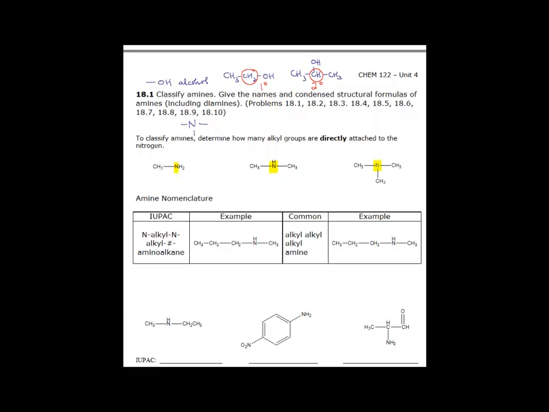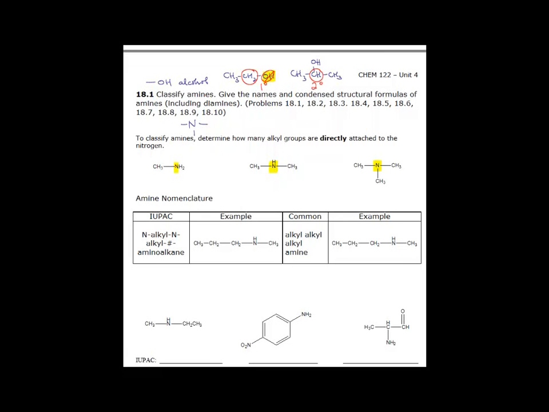It's a little different than how we classified alcohols. With alcohols, we did not look at what the OH was bonded to. Instead, we looked at what the carbon bearing the OH was connected to. So keep this in mind. You don't look at the OH for classifying alcohols, but with classifying amines, you look at the nitrogen. Count how many carbons are directly attached to it.